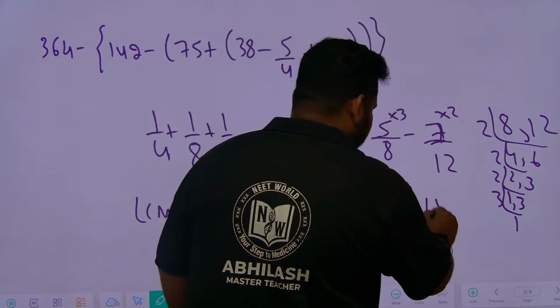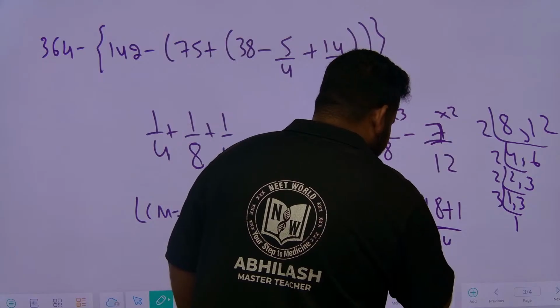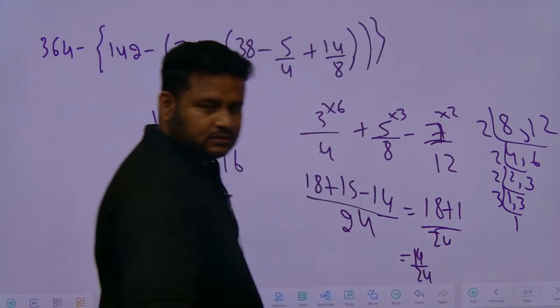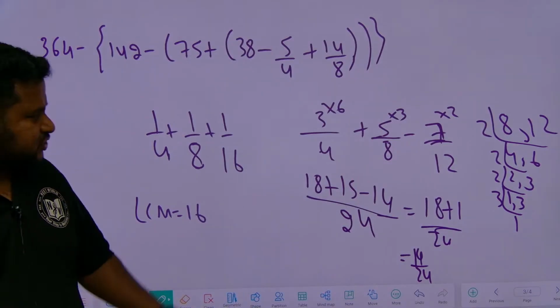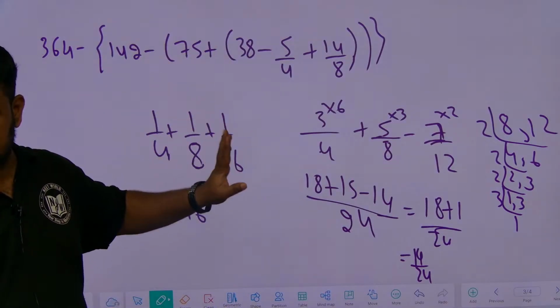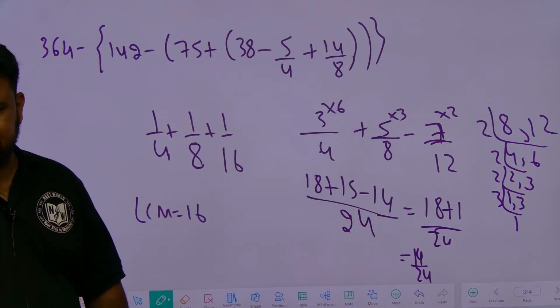So it will become 18 plus 1 divided by 24. So the answer will be 19 by 24. Understood? 19 by 24. So this is just the way to find the LCM. I am not talking about this question. I have not gone to this question yet. I am just talking about how to find the LCM.